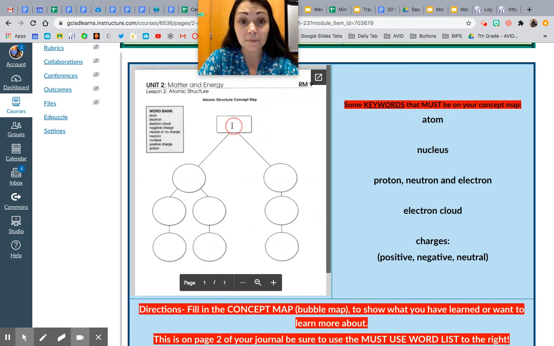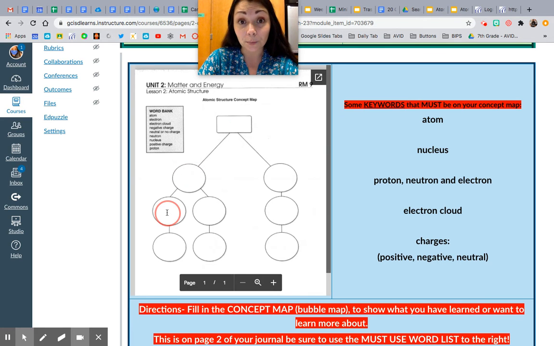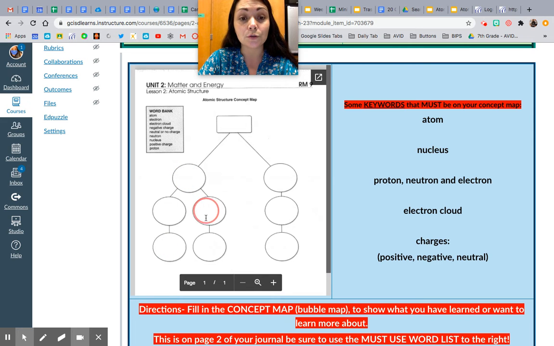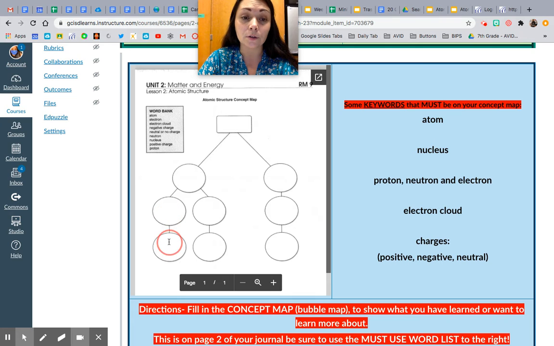And then here you have atoms, nucleus, and then what two particles are found in the nucleus? You have your protons and your neutrons. And your protons are positive and your neutrons are neutral. Some people did nucleus, proton positive, neutron neutral. I wouldn't do it that way because the concept map, you're supposed to follow the line. So to me, this is nucleus, proton positive, nucleus, neutron neutral. Or if you swapped and had neutron neutral, proton positive, that's fine.